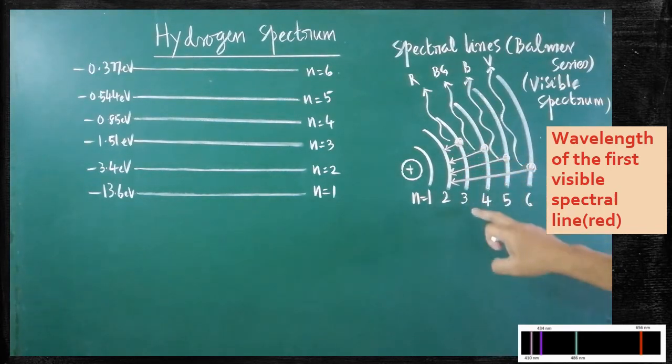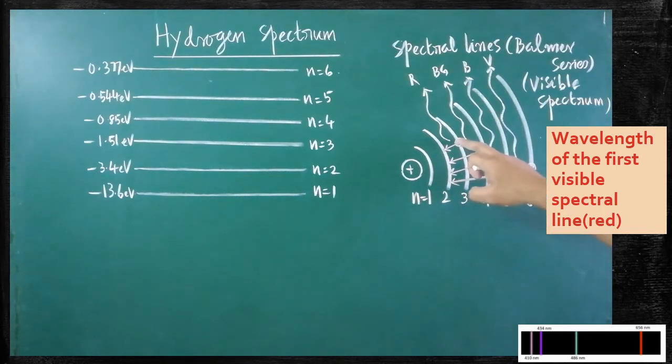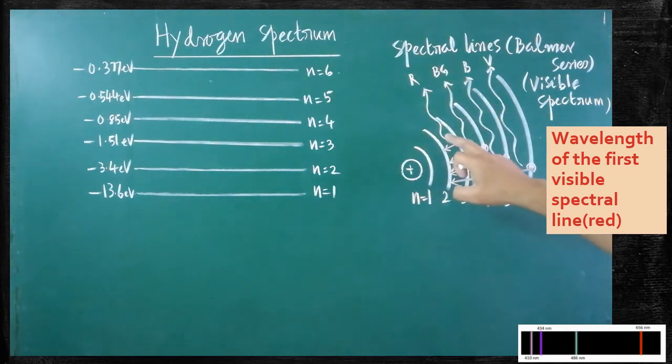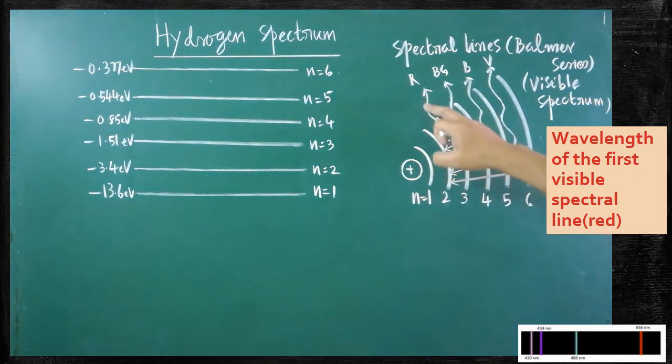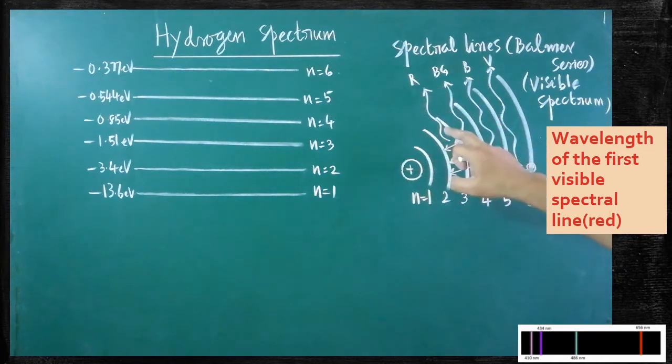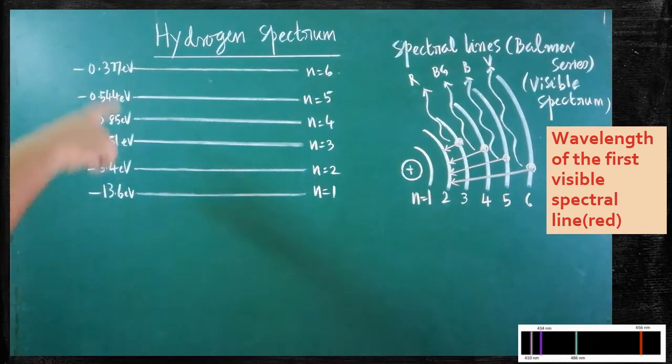Now the electron is in the third orbit. When it comes back to the second orbit, it emits a spectral line. I am going to calculate the wavelength of the spectral line. That spectral line will be red in color. So the emitted spectral line will be red in color. All the spectral lines are visible. So here I have drawn the energy level diagram.